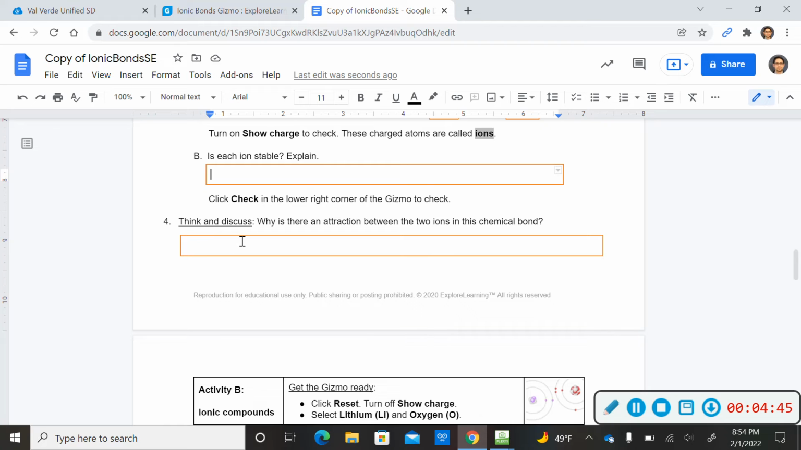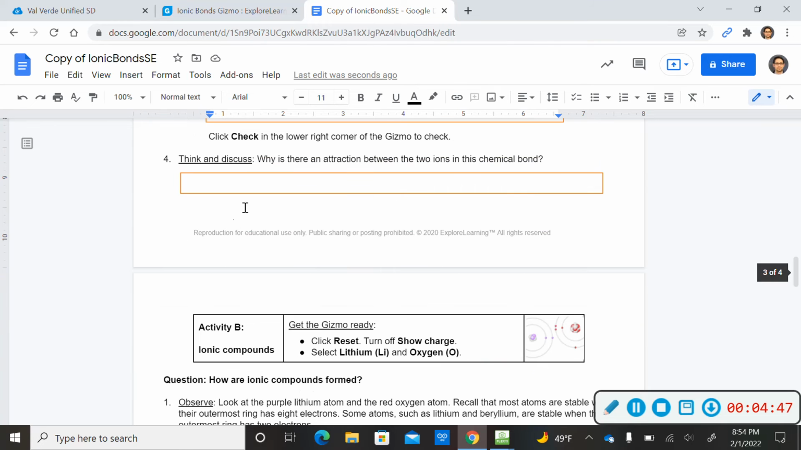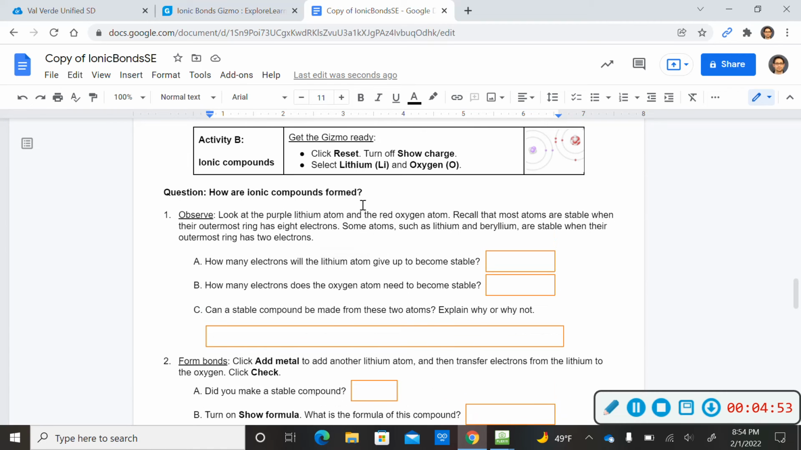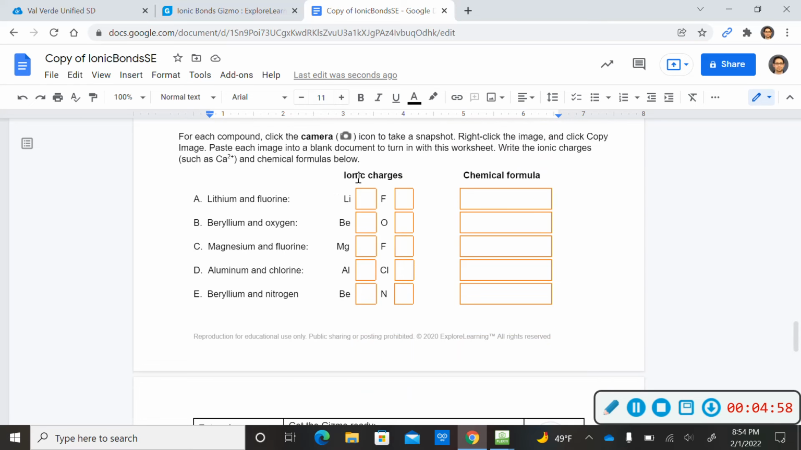And try to answer this question down here and check with the teacher to get the correct answer. Now for part B. In this situation, we are going to be stabilizing all of these combinations down here and writing out the chemical formulas.